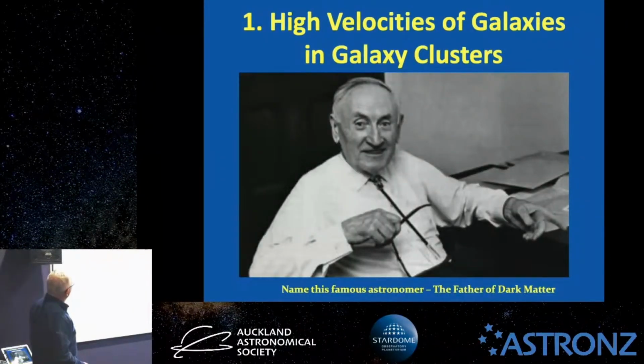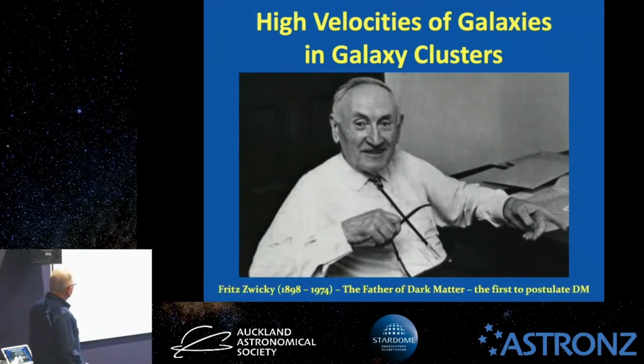So, high velocities of galaxies and galaxy clusters. Who can name this famous Swiss-American astronomer who did all his work in the 1930s? Come on, guys. Yeah, Fritz Zwicky, absolutely. Considered by many the father of dark matter. I've put this picture here. It took a while to find a reasonable picture of the guy. He was eccentric, and he rubbed a lot of people up the wrong way. He was quite abrasive in his approach to people, so there are a lot of not so nice photographs of him. But I did find a nice one.